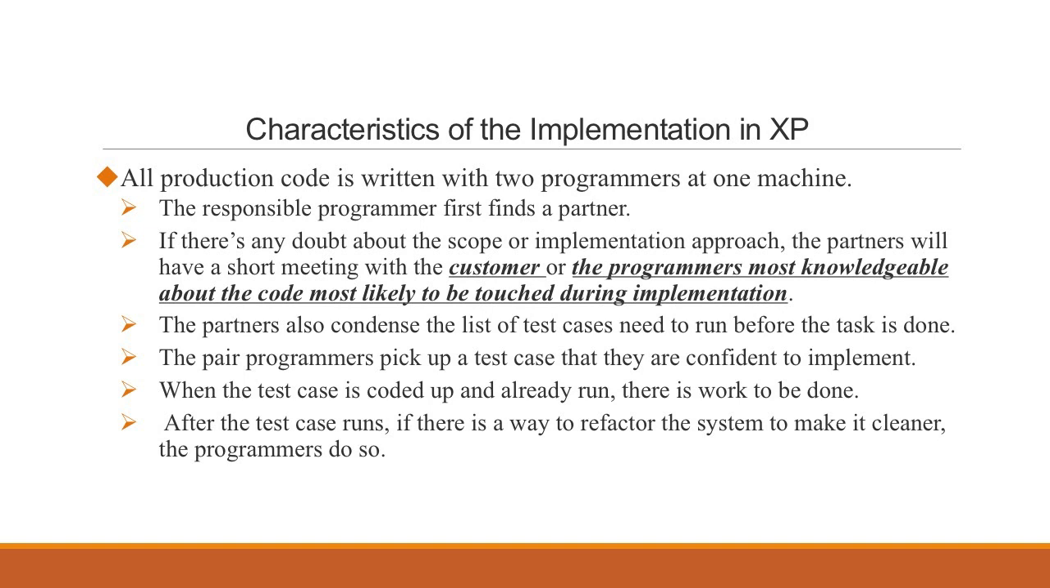The partner also contains the list of test cases that need to run before the task is done. The partner programmers pick up a test case that they are confident to implement. When the test case is cooked up and already runs, there is work to be done. After the test case runs, if there is a way to refactor the system to make it cleaner, the programmers do so.